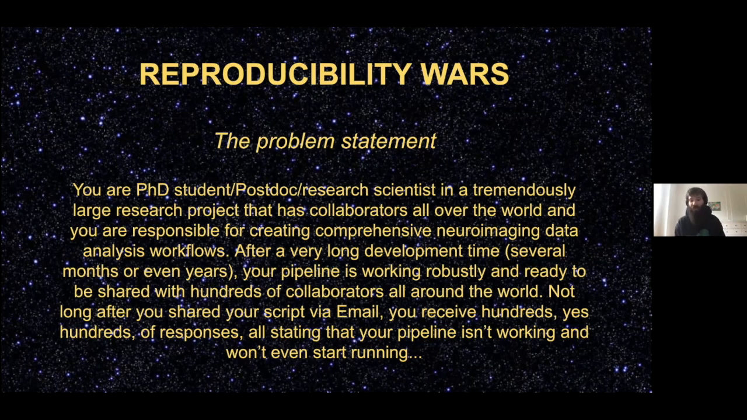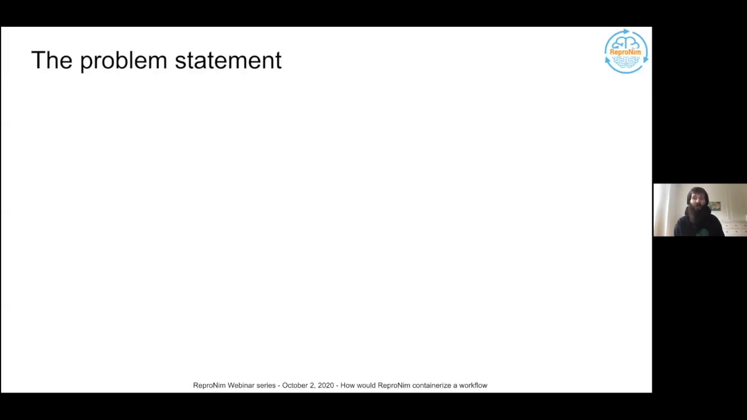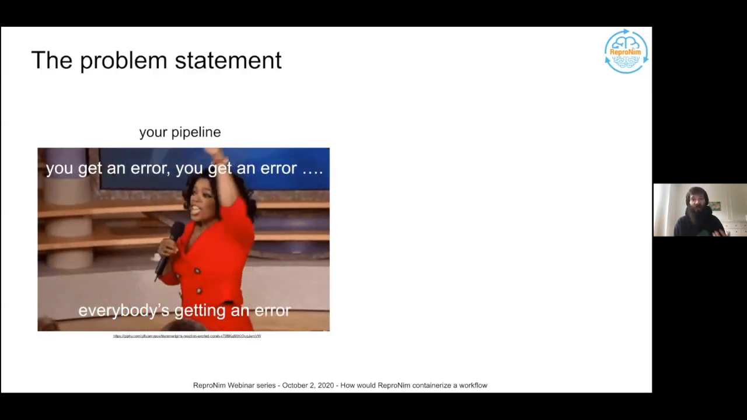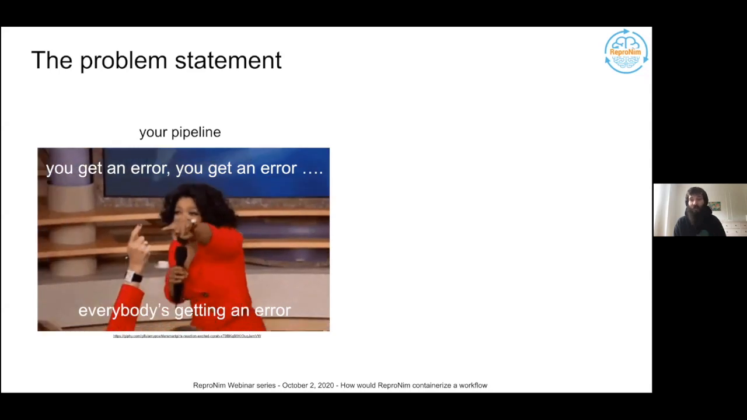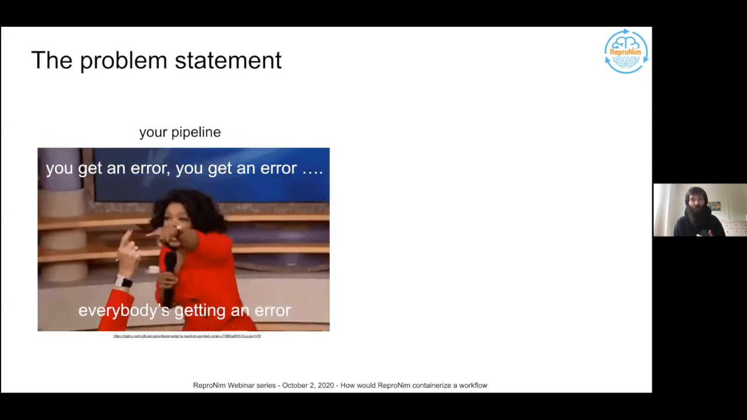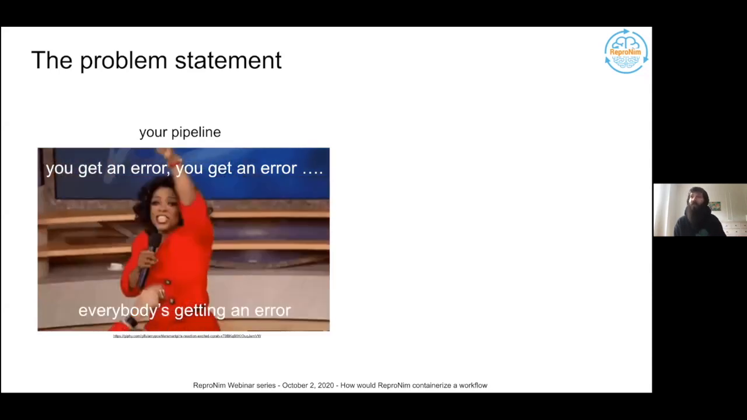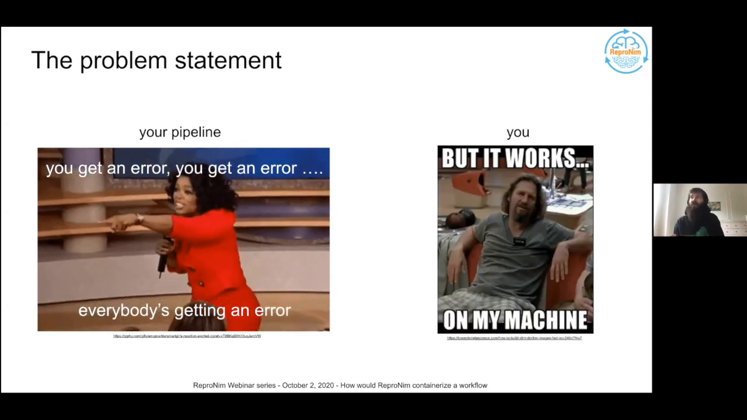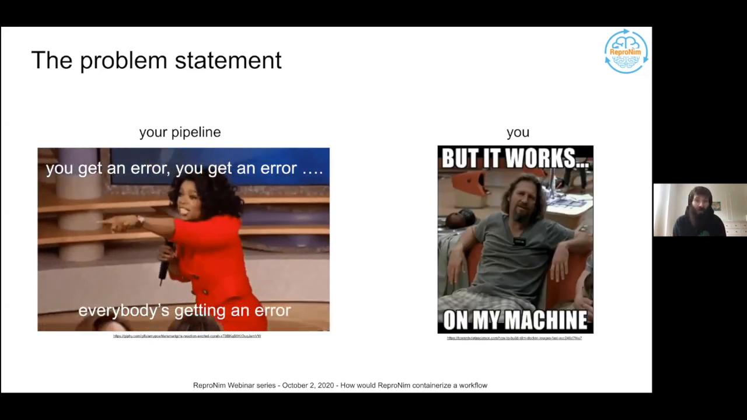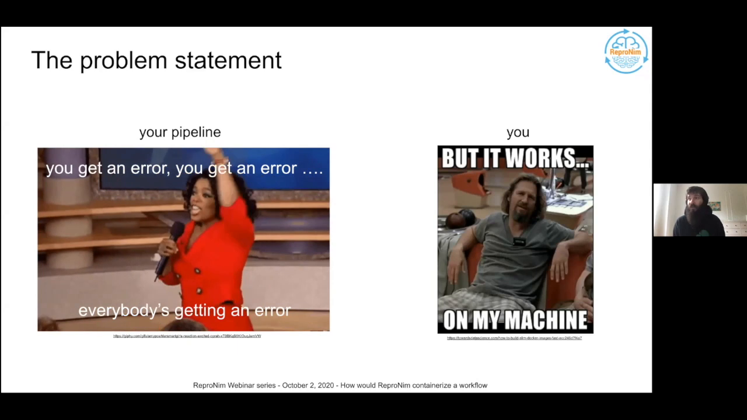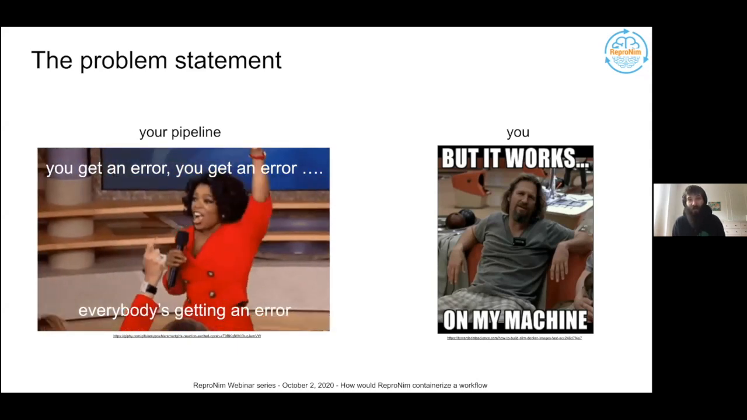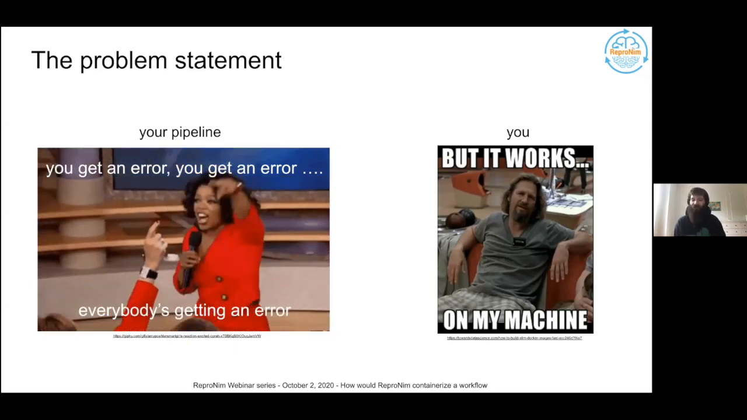So what happened here? Basically the following thing. Your pipeline is saying, you get an error, you get an error, everyone is getting an error, because nothing works, it won't even start, you can't even get it to run the tiniest bit. Whereas you say, it works on my machine. I guess every one of us heard that sentence at least once in our scientific life.